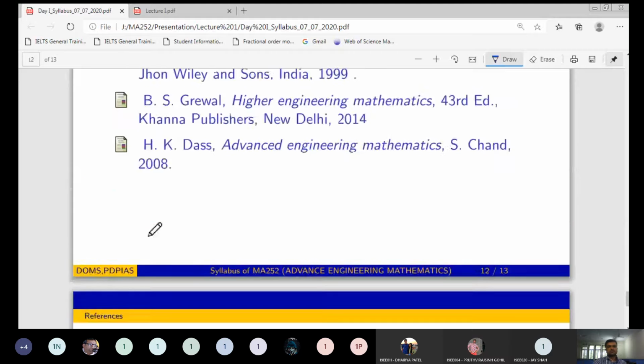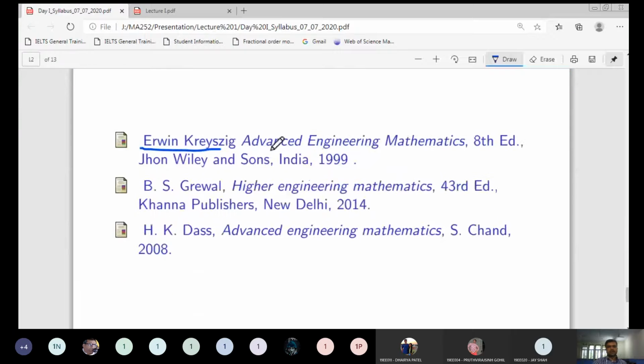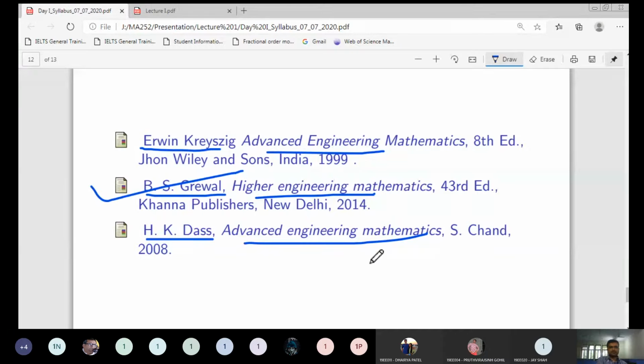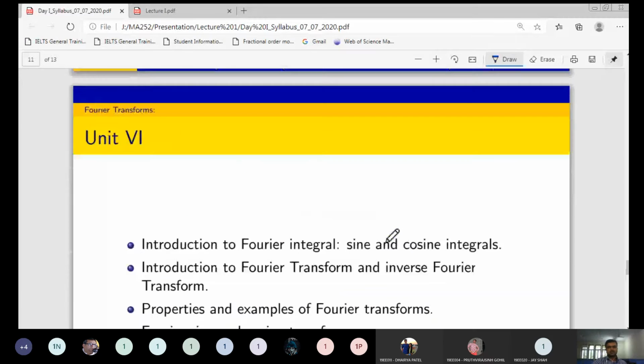So these are the reference books for you. If you prefer a foreign author, then go with Erwin Kreyszig, Advanced Engineering Mathematics. If you prefer an Indian author, then the second is B.S. Grewal, Higher Engineering Mathematics, and the other Indian author is H.K. Das, Advanced Engineering Mathematics. But I prefer the second one. This one is better in my opinion, B.S. Grewal. I am also using this book. So this is the outline of our syllabus.